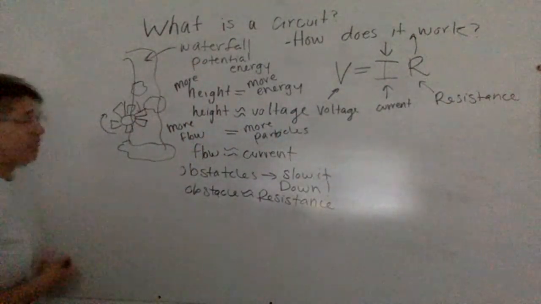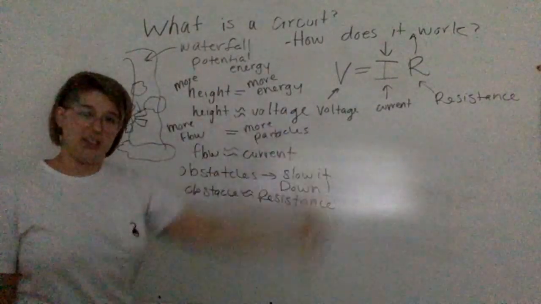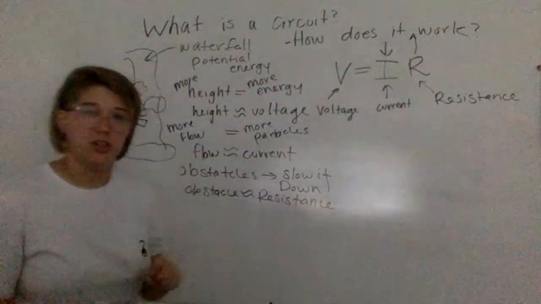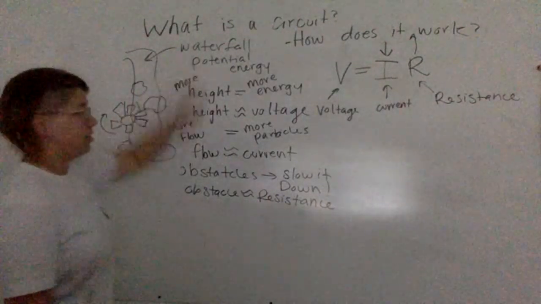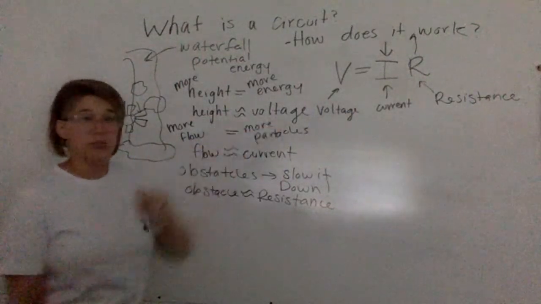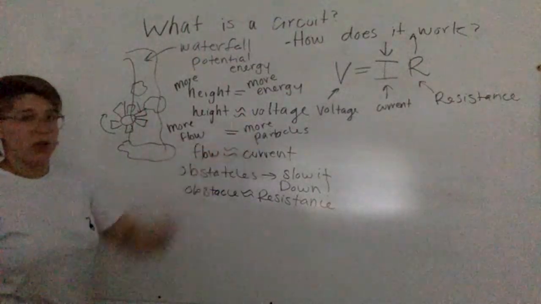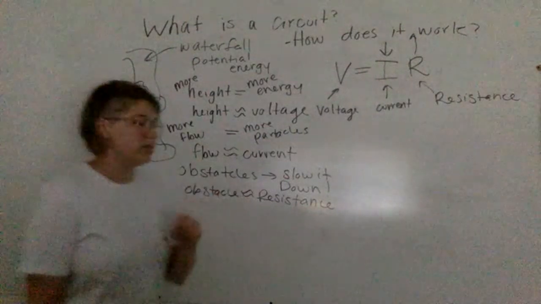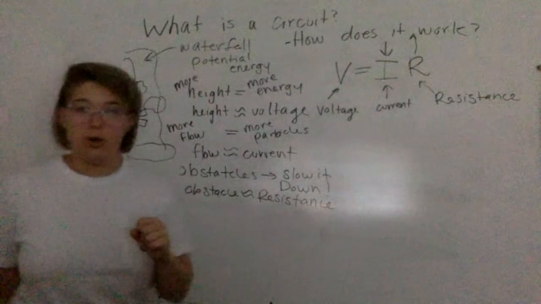So again, quick review. Hopefully you learned what a circuit is as far as a wire, battery, and something obstructing the path. How does it work as far as our voltage, current, and resistance? We have our waterfall analogy, where the higher our waterfall is, that means it has more energy, and therefore more height means more voltage. Same thing, more flow, more particles, that's our current. And any obstacles in the way act as resistance, and they cause it to slow down.